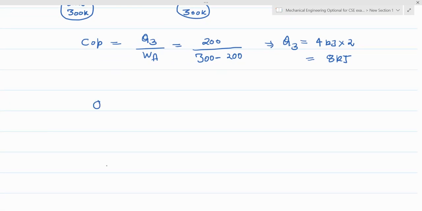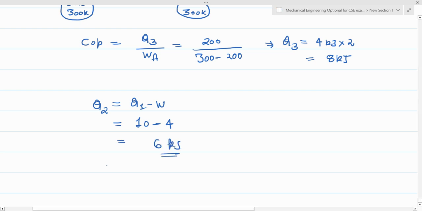So the value of Q2 is equal to Q1 minus W, because it is a reversible heat engine. So the summation of Q should be equal to the summation of W. Hence, from this equation we can get the value of Q2. If we put the value of Q1 as 10 kilojoules and work done as 4 kilojoules, we get the value of Q2 as 6 kilojoules.